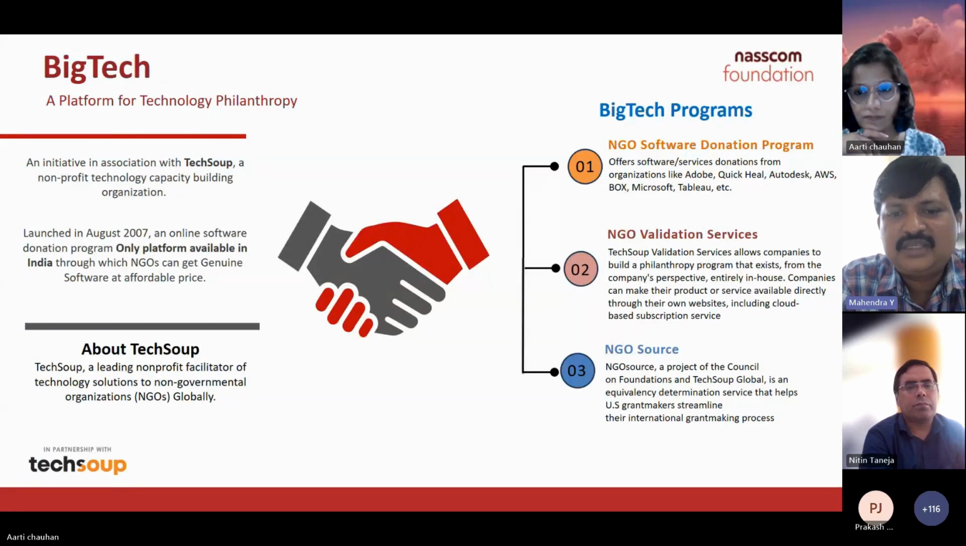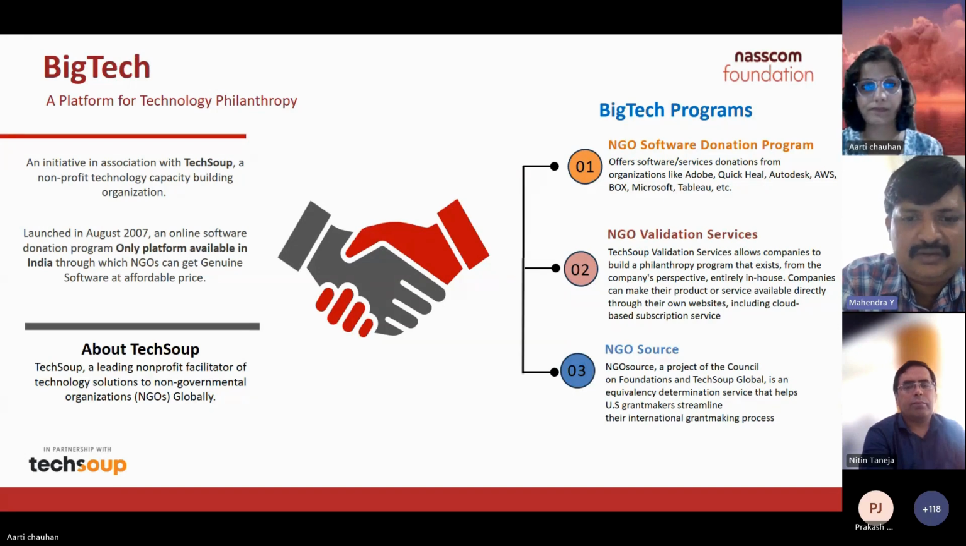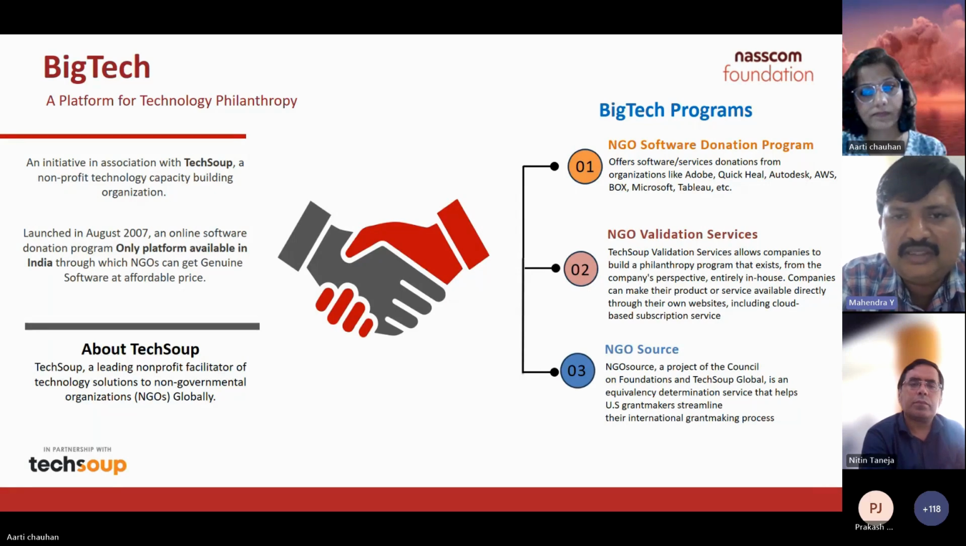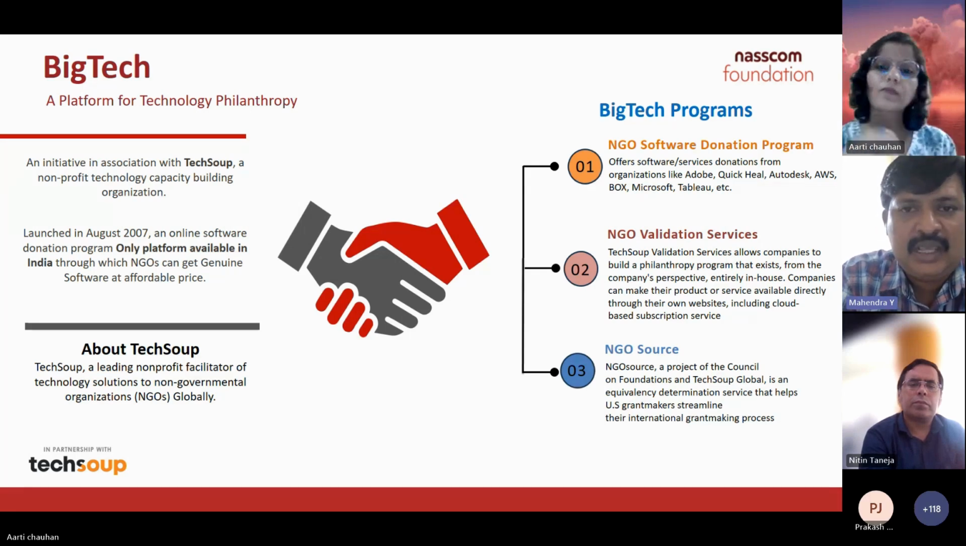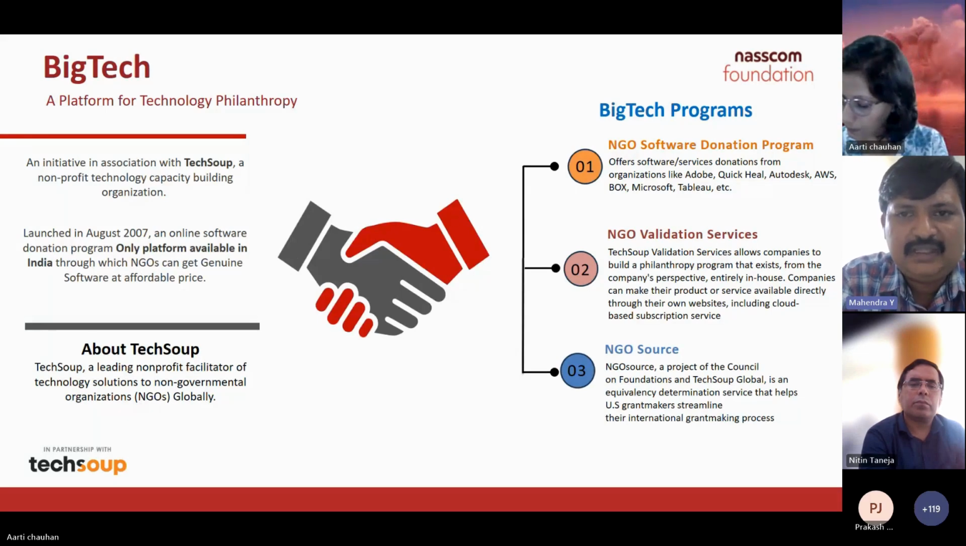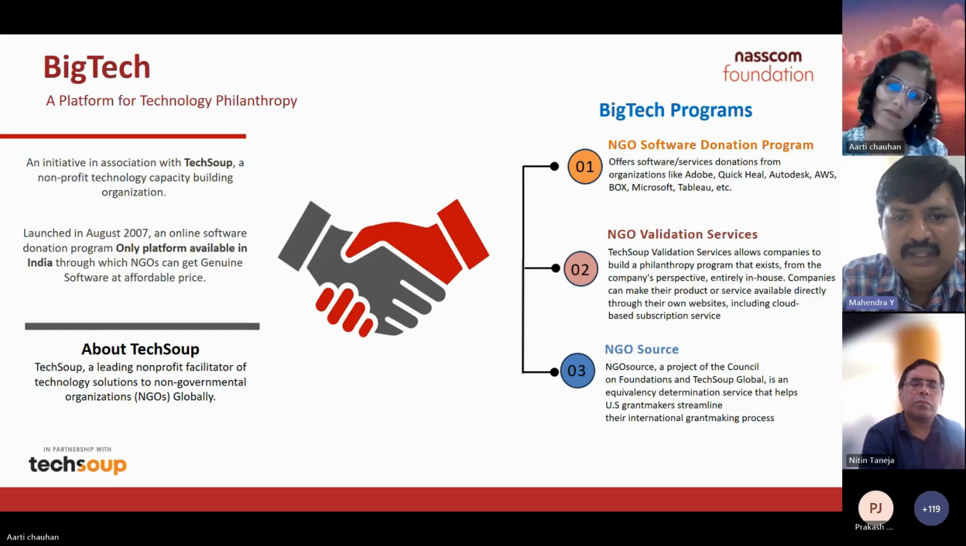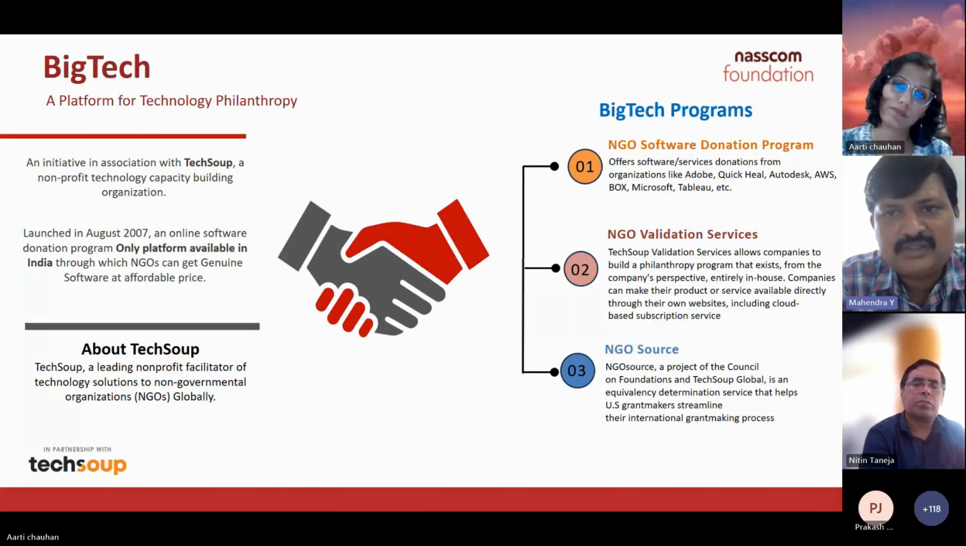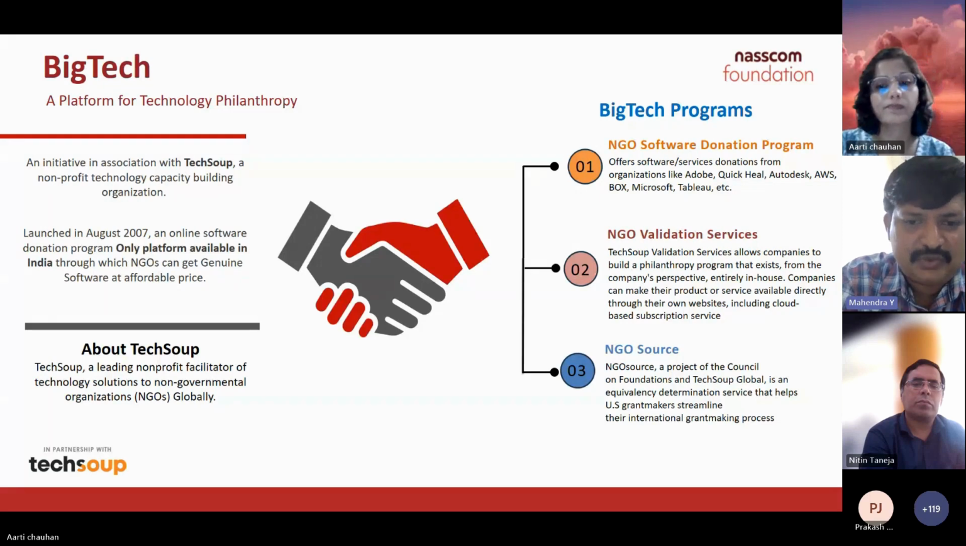The third program is NGO Source. NGO Source is typically a grant making process, which is the US grant making process. So we have equivalency determinations. What we do is we check these equivalency determinations and see if everything is meeting the norms and regulations. Once we validate them, the US grant making process will be successful, and that's the way the EDs will be processed through the NGO Source program.